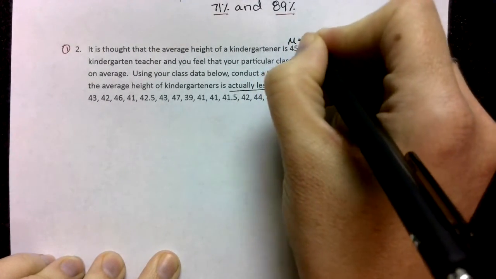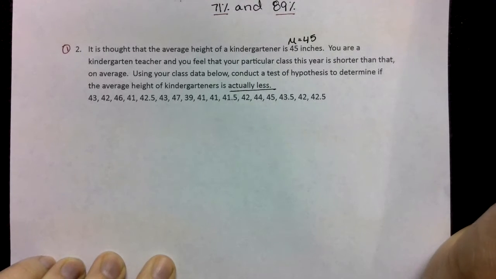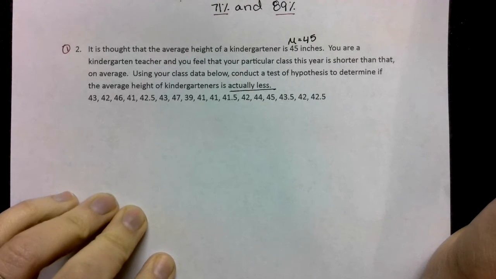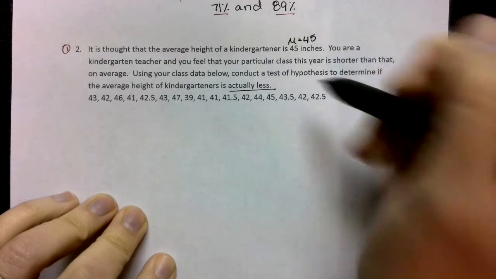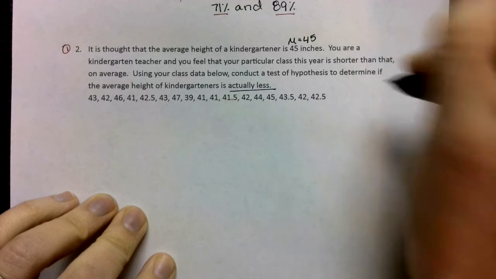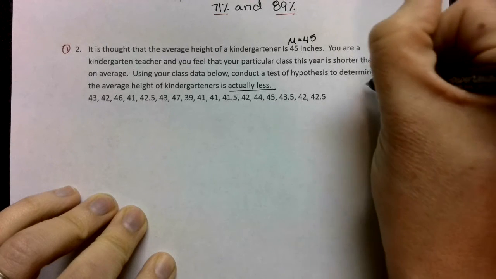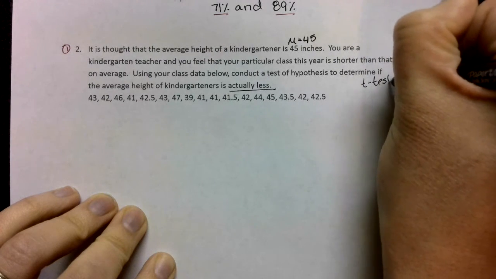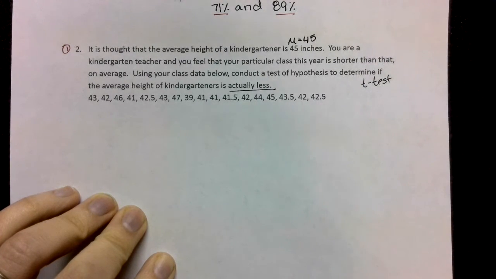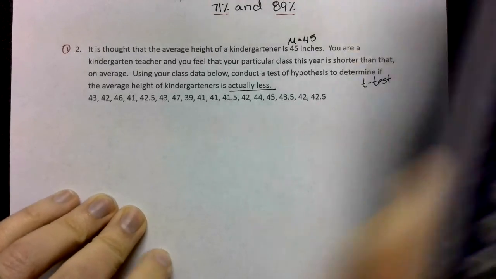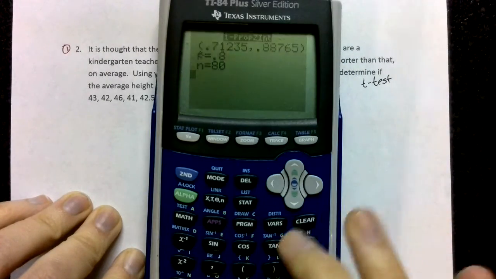So this is a test for means. So they're claiming that the average is 45. We think it's less. Now, test of means is either Z or T. So this one has to be a T test because we were not given a population standard deviation.